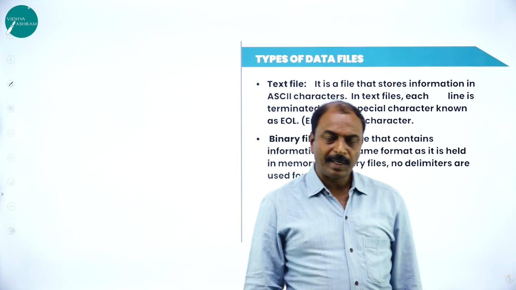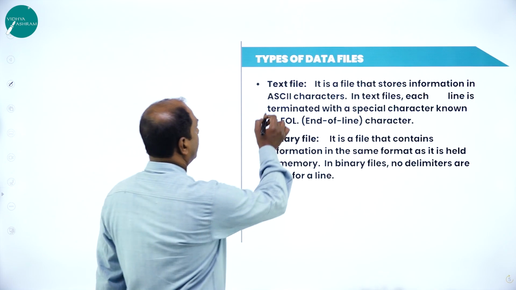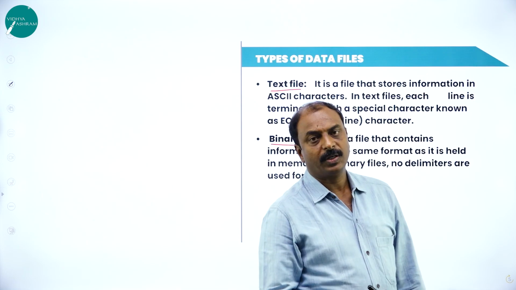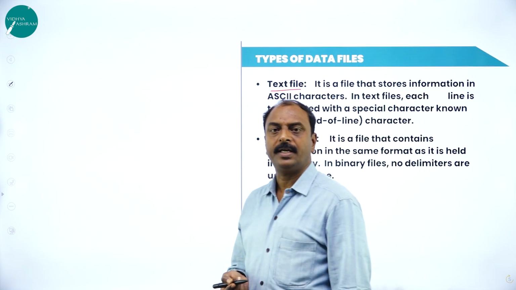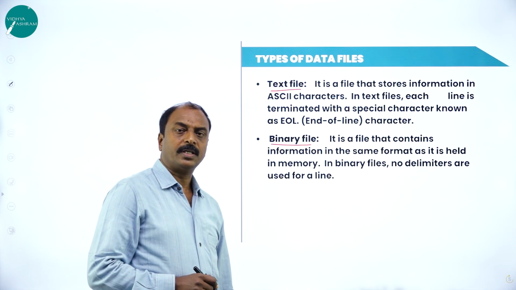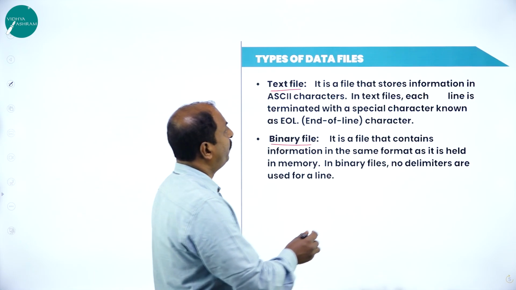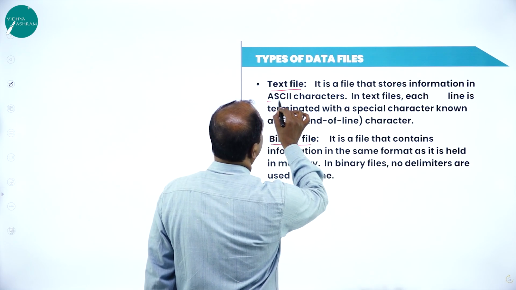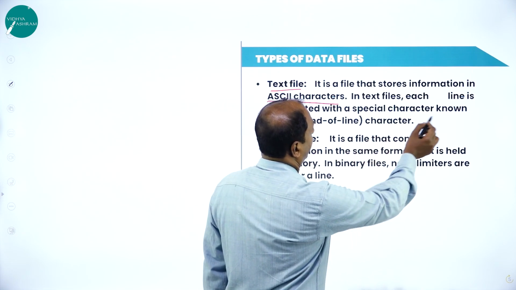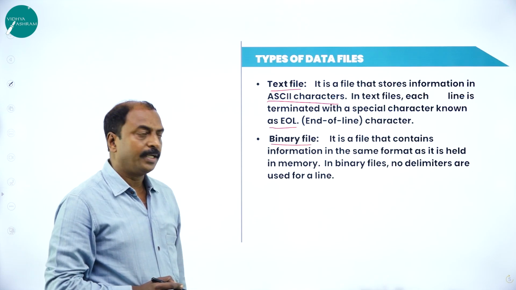Now, when it comes to programming concepts, here there are 2 types of file. One is text file, and second one is binary file. And here, students, when we are going to talk about file handling in computer system through programming, we can make out there are 2 types of files. One is text file. So what is a text file? It is a file that stores information in ASCII characters. In text file, each line is terminated with a special character known as EOL. EOL stands for end of line character.